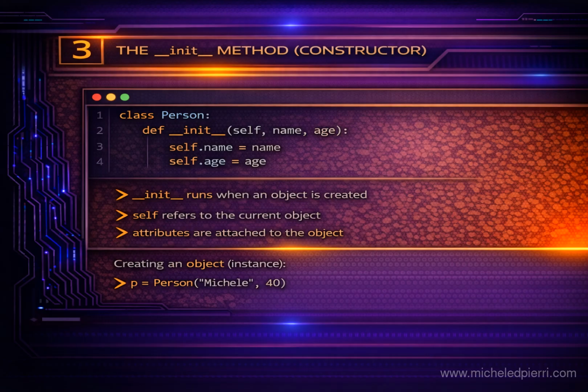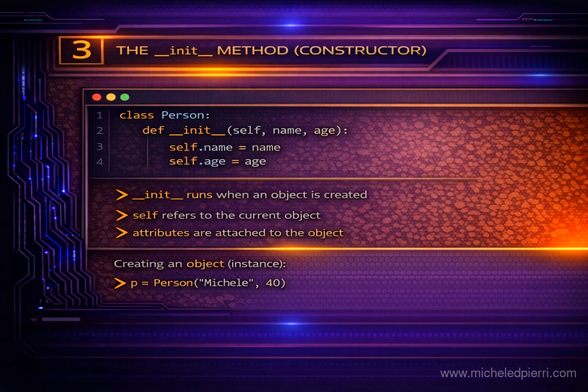So init is the bridge between external values, like a name and an age, and internal attributes stored inside the object. A critical idea is that these attributes live on the object, not inside the class definition as global variables. Each instance gets its own copy. That is why two different person objects can have different names and ages. So the class is the template, init is the setup procedure, and self is how the method talks to the specific object being built. The bottom example shows the whole story in one line.